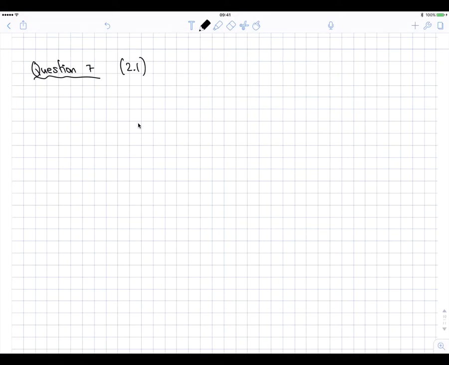2.1. And as I solve this question 7 on 2.1, I also want to give you some general approaches on what you do when you have proof type problems. So what are you trying to show? You're trying to show that the sample correlation between y and y hat is equal to the square root of r squared.